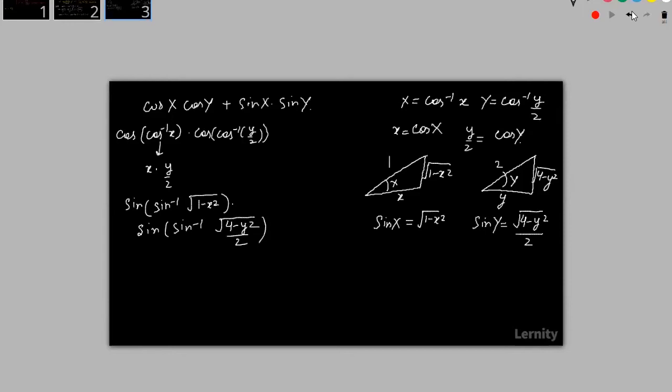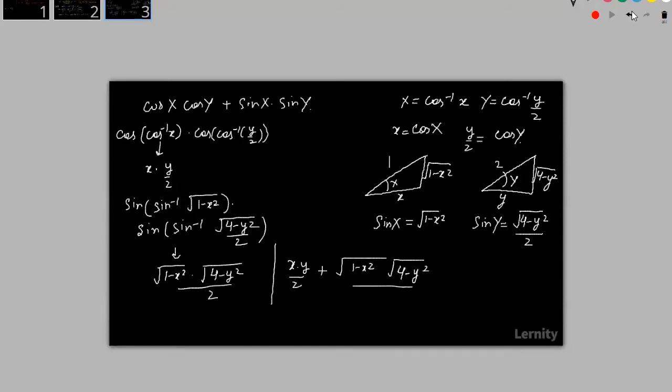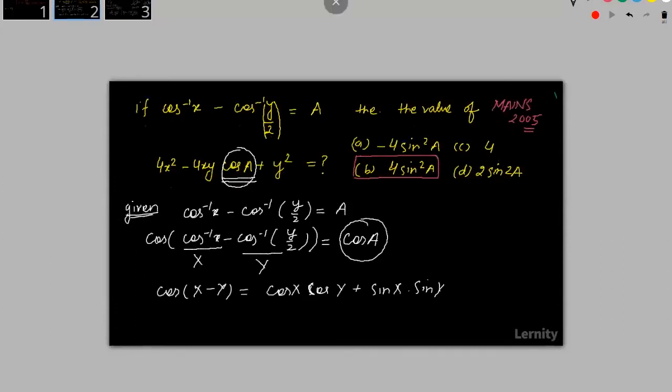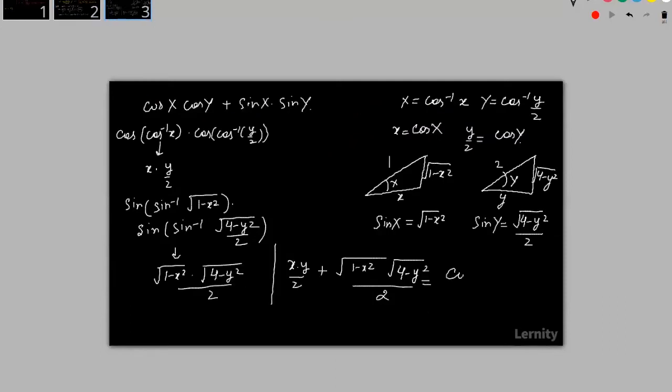Okay, so this will simply become root of 1 minus x square into root of 4 minus y square by 2, right? So this is x into y by 2 plus under the root of 1 minus x square into under the root of 4 minus y square by 2 is equal to, and on the right side we have cos a.